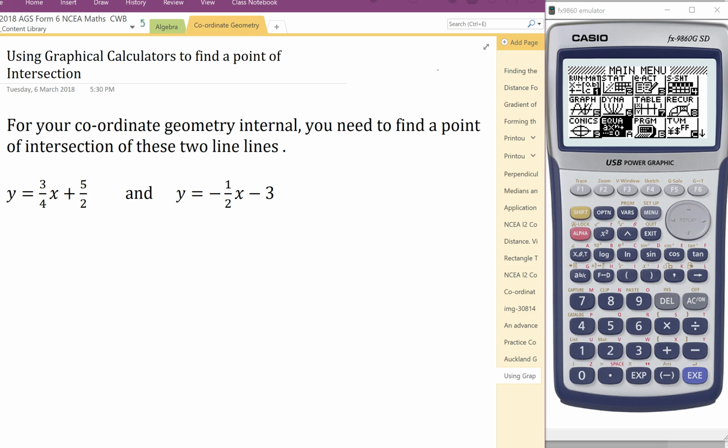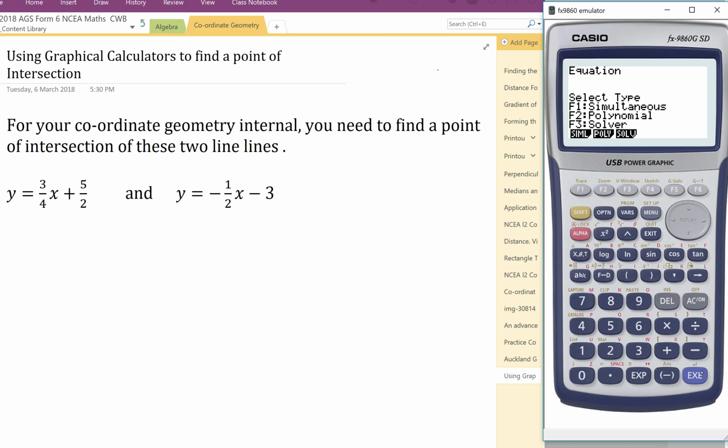Now, in order to do this, go to your graphical calculator, go to the menu, and you want to find the equation function. On my calculator that you can see here, it's down as letter A, down the bottom of the screen over here, but on your calculator might be something else. Anyway, I'm going to get to my equation editor, and now I've got three options there, solving simultaneously with either polynomial or by the solver, F1, F2, F3. I'm going to solve these two equations simultaneously.